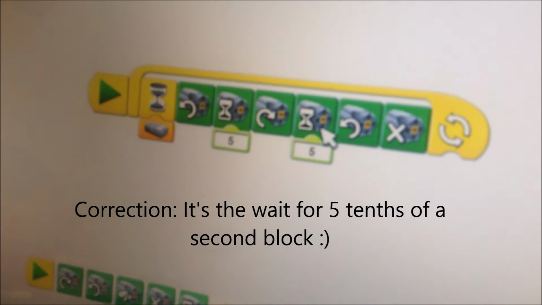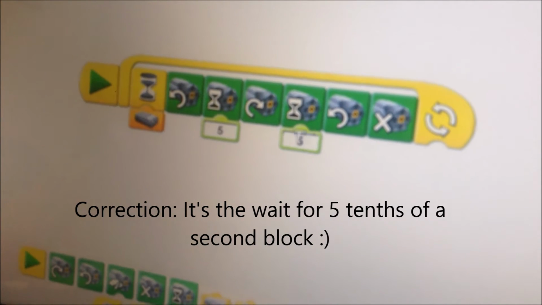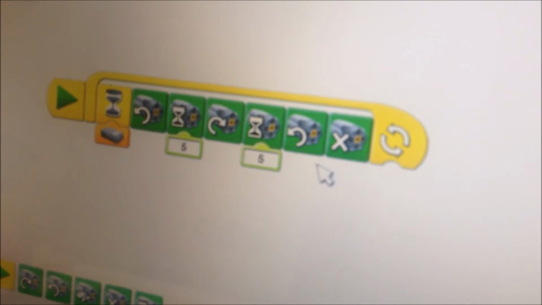This is the wait for 5 milliseconds motor block. And this is the this way motor block. This is the stop the motor block. And this is just a loop, which I showed you at the beginning.